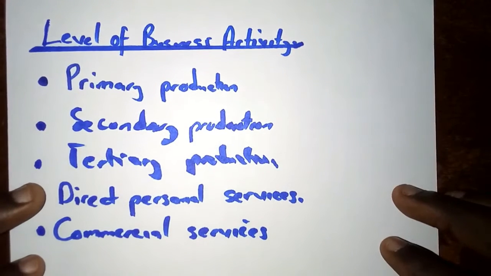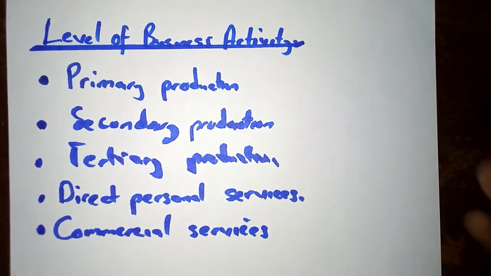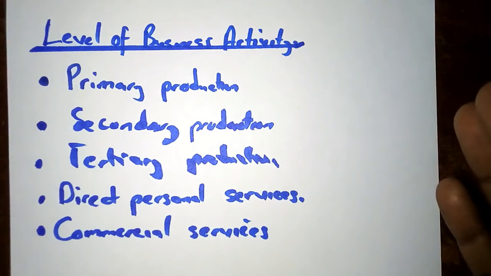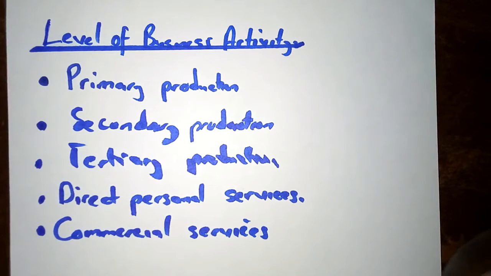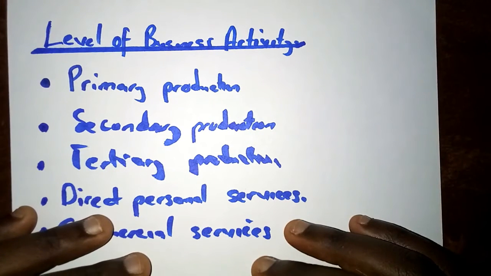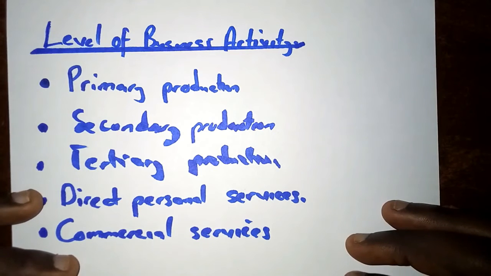There are actually three levels of business activity that you have to know. The first level is primary production. Primary production is the first stage of production. This is where we are extracting raw materials from the ground. Examples are mining and quarrying, also agricultural production, fishing and forestry. So whenever we refer to primary production, we are talking about the extraction of raw materials from the earth.